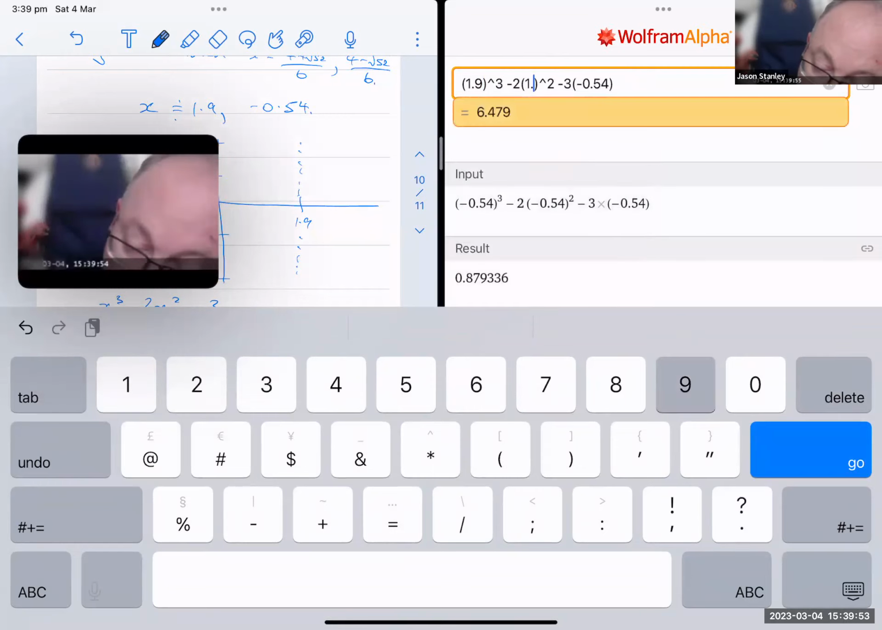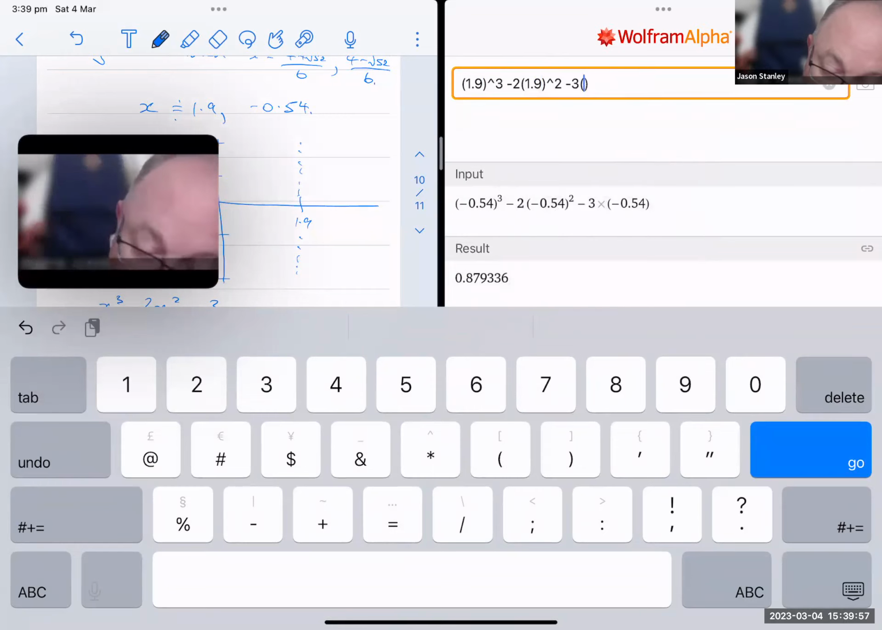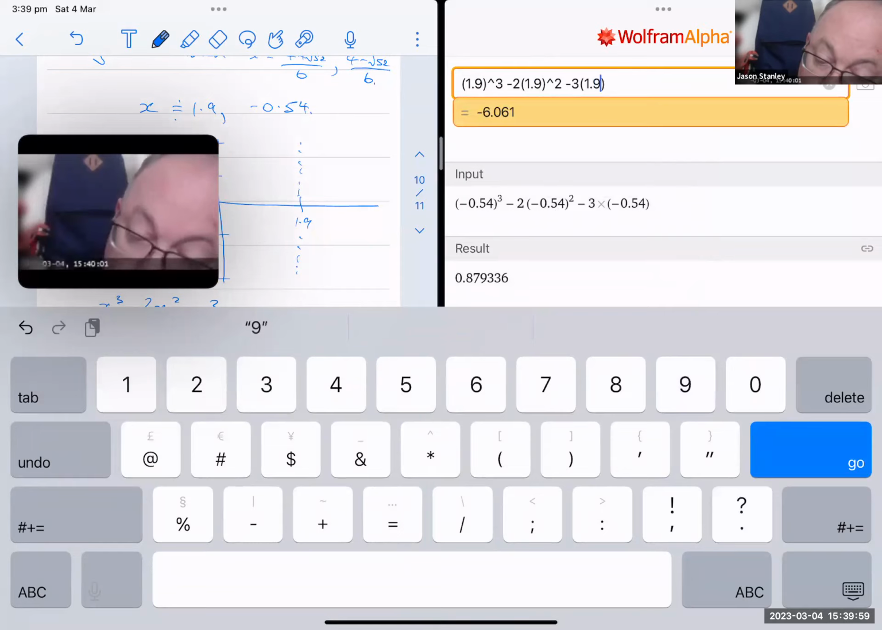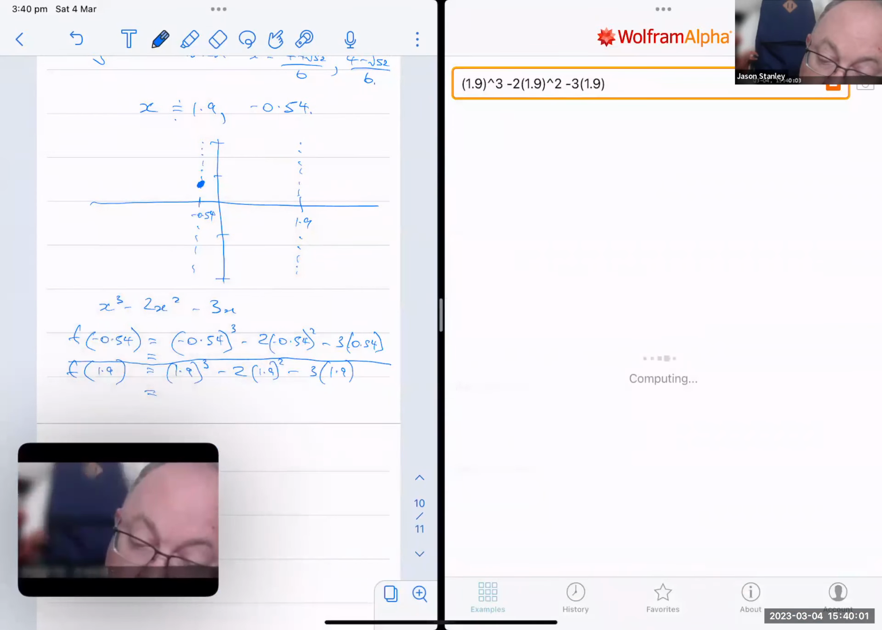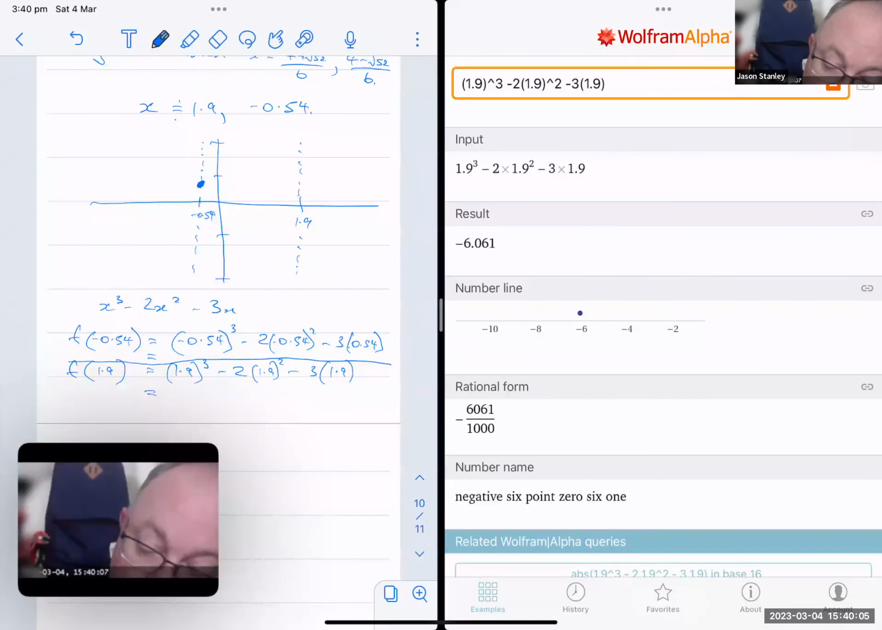1.9, and inside there, 1.9. These are approximates, remember? Go. So now we've got the same equation with 1.9, and its result is minus 6.06. And what was the previous one? Minus 0.89 or something. We'll go with that. So there are two values for y.